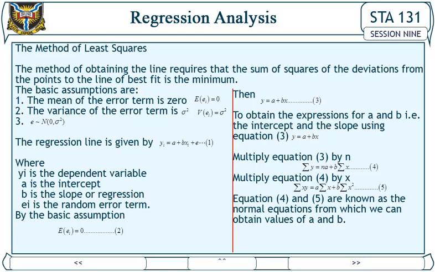To obtain the expressions for a and b, that is, the intercept and the slope, using equation 3, y equals a plus bx. Sum over the observations: summation y equals na plus b summation x, equation 4. Multiply equation 3 by x: summation xy equals a summation x plus b summation x squared, equation 5. Equations 4 and 5 are known as the normal equations from which we can obtain values of a and b.